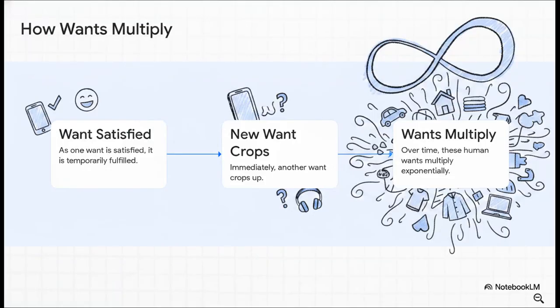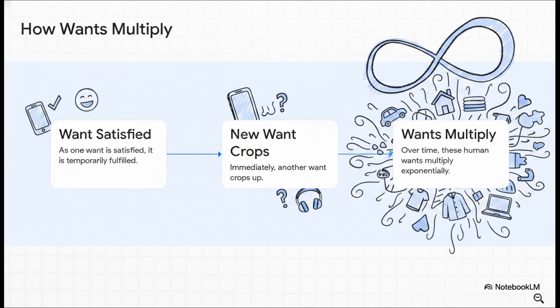So human wants don't just exist, they continuously multiply. Think about it. You satisfy one want. Say, you finally buy that brand new smartphone. Awesome. But that victory is super brief. Almost immediately, another want crops up. You need a protective case for it, and then some wireless headphones, and maybe a faster charger. Because it's mathematically impossible to satisfy this kind of exponential growth, human wants are considered completely unlimited.